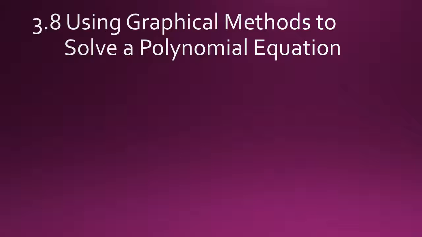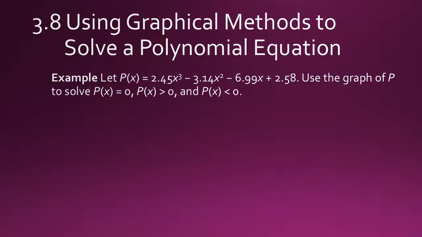You can also use graphical methods to solve a polynomial equation. So we're going to use our graphing calculators to put in this polynomial, 2.45x to the third minus 3.14x squared minus 6.99x plus 2.58. We're going to use the graph of that to figure out where p of x equals 0, where it's greater than 0 and less than 0. Pause the recording, give this a try, and resume the recording to check your answer.